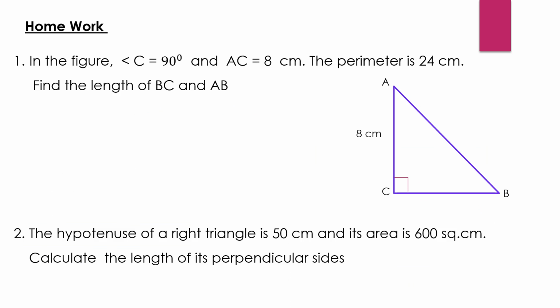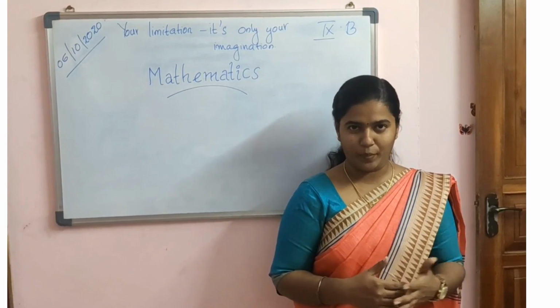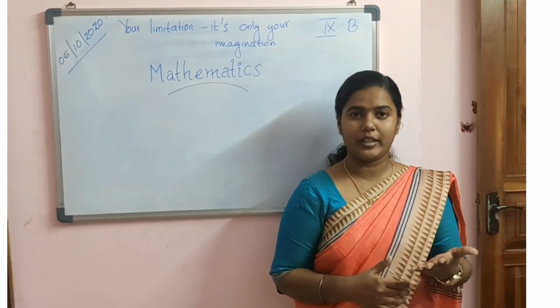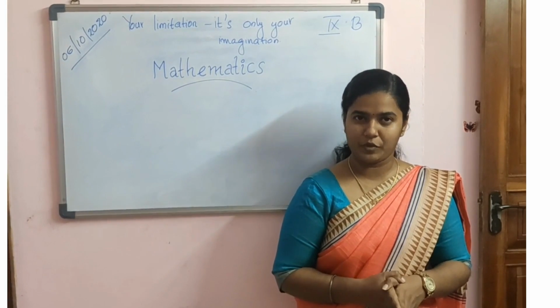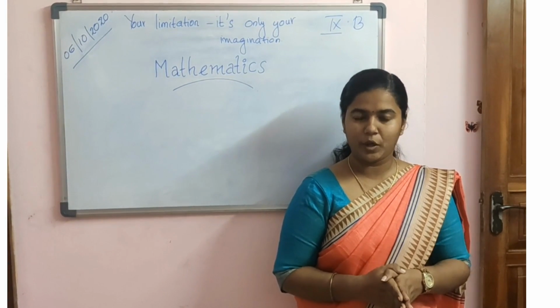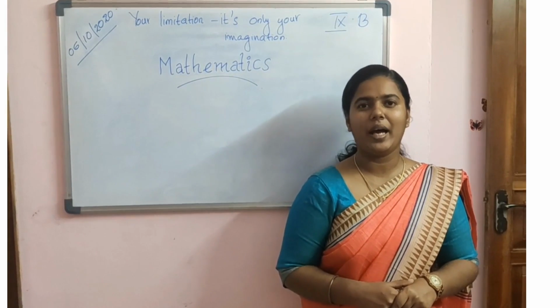You have 2 homework questions. All of you write it down and do it. In this class, we have discussed so many problems. We have solved them using identities. All of you must go through these problems once again and do the homework problems and then come back in the next class. Thank you and have a nice day.